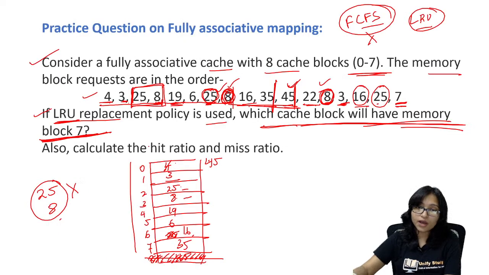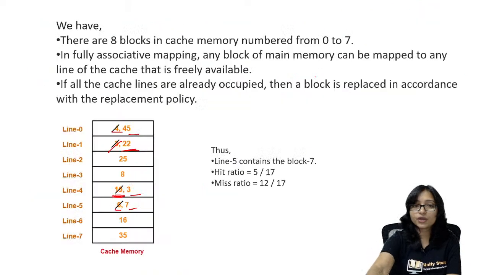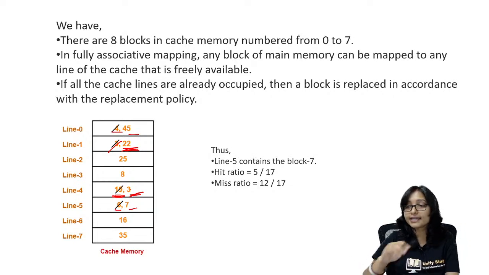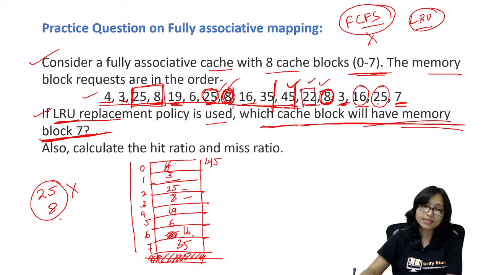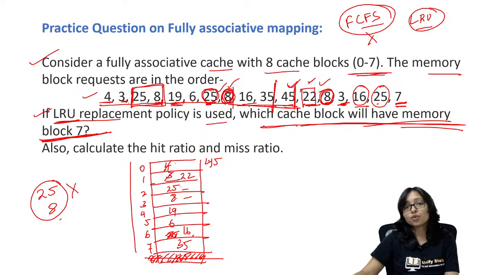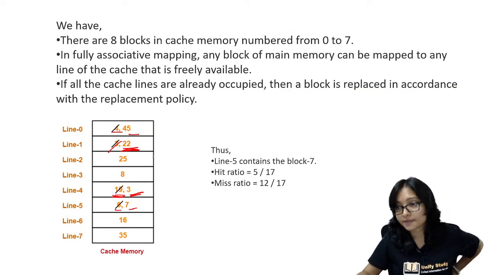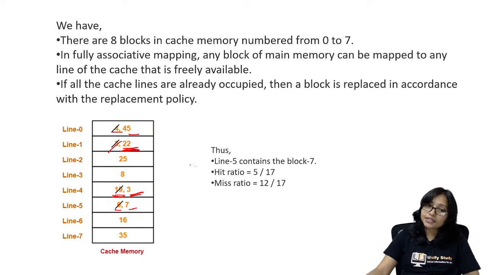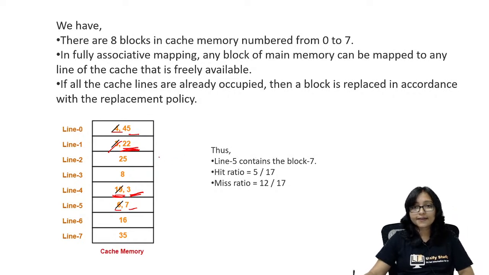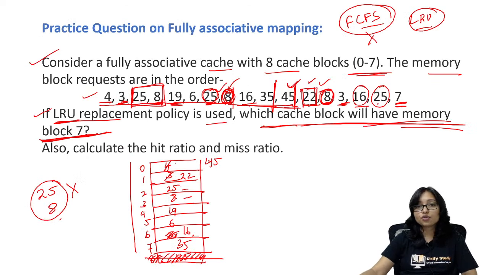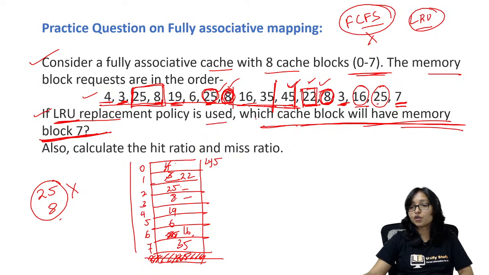Namrata, 3 was replaced by 22. It was replaced already by 22 here. 3 is not a hit. That's why 3 came here again. See this. 3 is not a hit. How will 3 be a hit? Because 3 was replaced here, right? 3 was replaced by this 22. When 22 came, we replaced this 3 here. That's why 3 is not a hit. Check this one. 3 will not be a hit, because when 22 came, at that time I replaced the 3, right? 3 was replaced by 22. Clear? Got it?